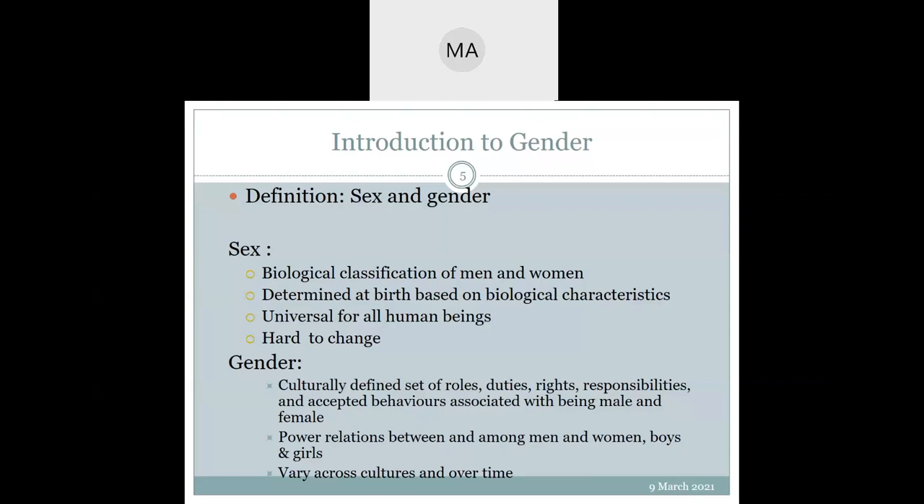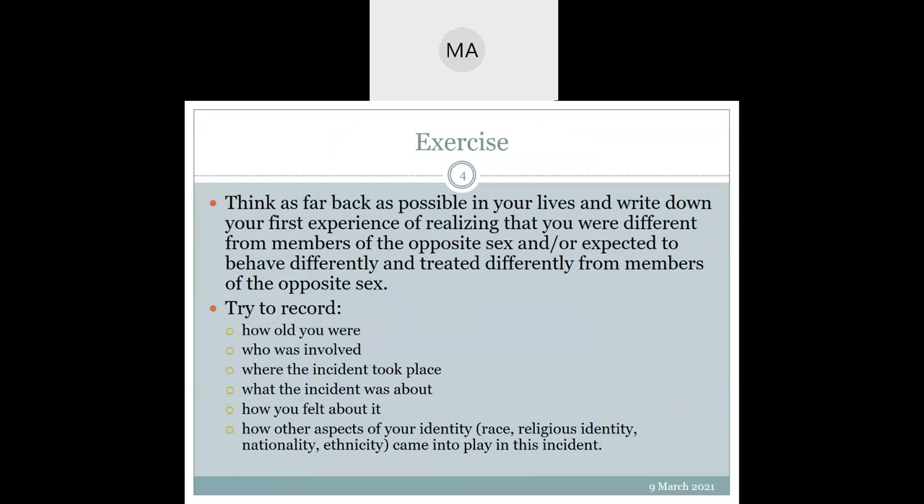So once we have seen this one, shall you try this exercise before we go to the detail? Think as far back as possible in your life and write down your first experience of realizing that you are different from members of the opposite sex. What is the difference? What feeling did you have at that time when you were appreciating your difference from the opposite sex?